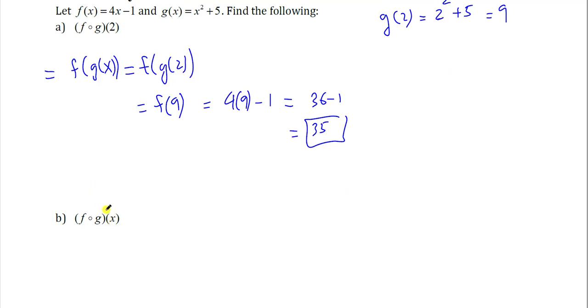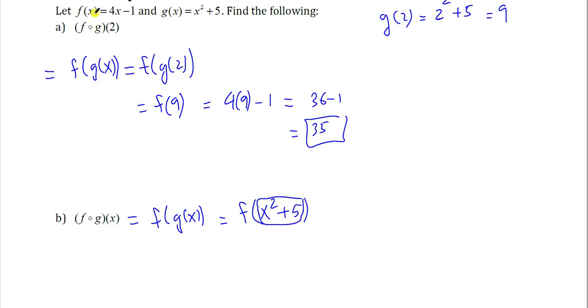And this one, we just find the f of g, the composite function f and g of x in general. So this becomes f of g of x. G of x is given right here, which is x squared plus 5. Now f of x squared plus 5.